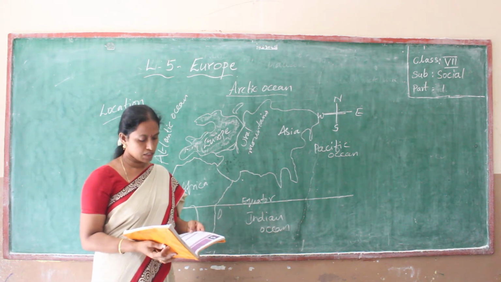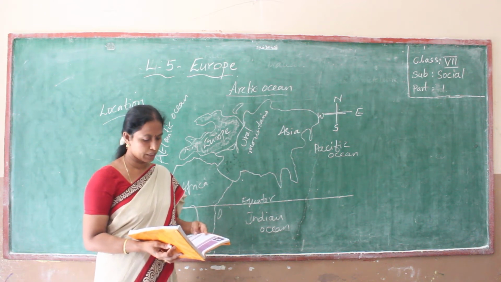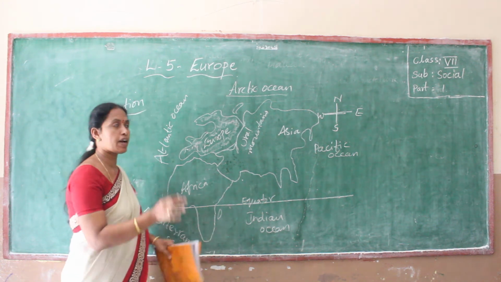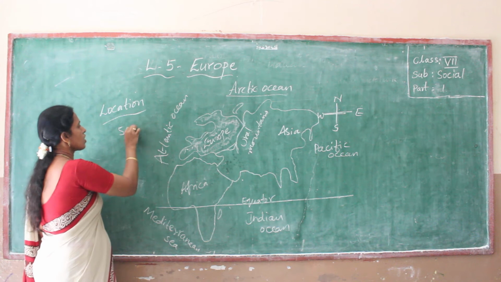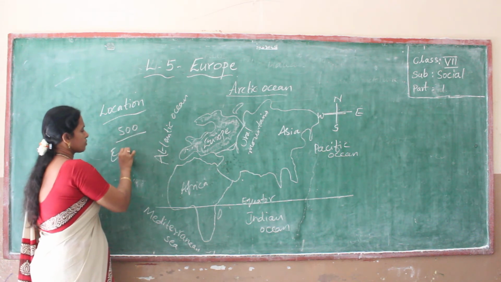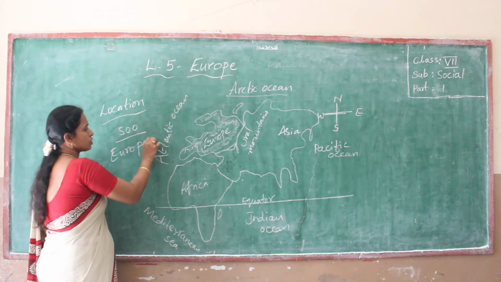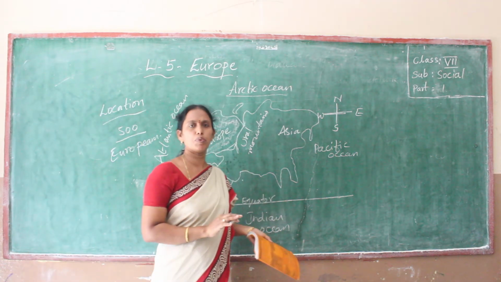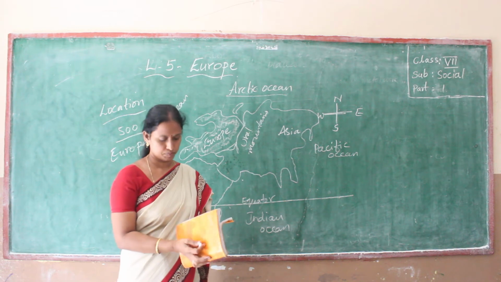About 500 years ago, the people of Europe discovered the sea route to America and millions of Europeans migrated to the continent of America and settled down there. About 500 years ago, who discovered the sea route? Europeans discovered the sea route and migrated to America and settled down there.